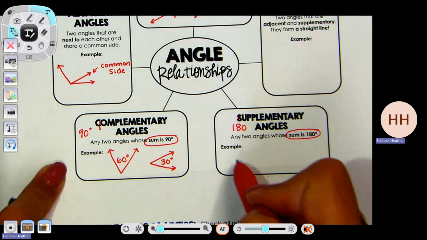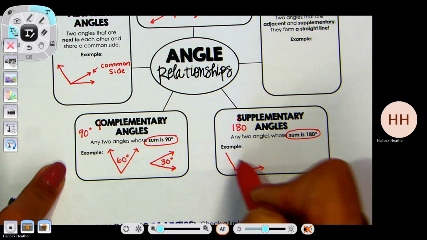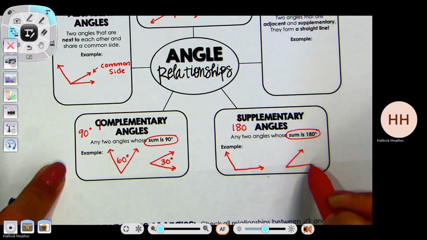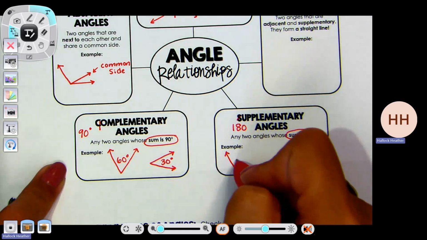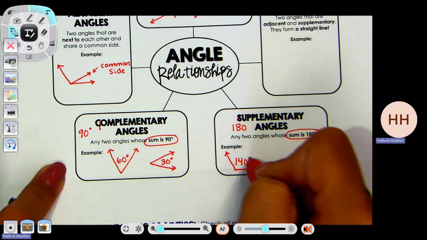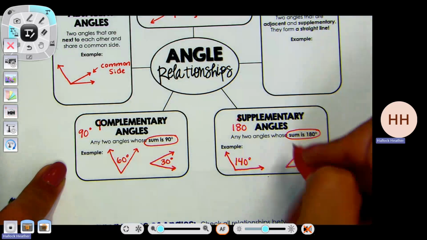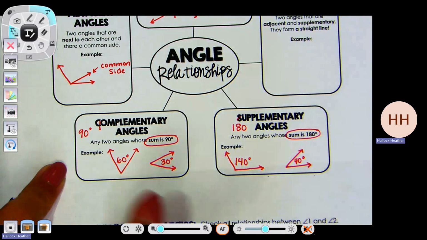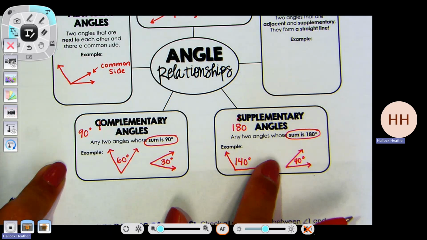If I have, now these are going to be kind of big because it's 180, so I'm going to have one obtuse angle and one acute angle. If I said that my obtuse angle is, I'm going to use really easy numbers, 140 degrees, what would the other one have to be? 40, to make 180. Good. So if it says complementary, it adds to make 90; supplementary, it adds to make 180.